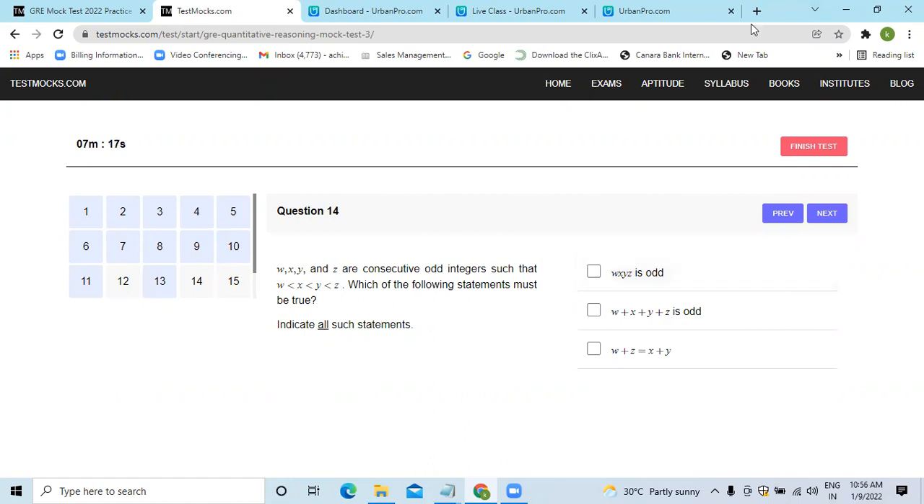Sir, W, X, Y, Z is odd is correct. Okay, let's check it. W plus Z is equal to X plus Y is correct. This last one, C. A and C are correct.